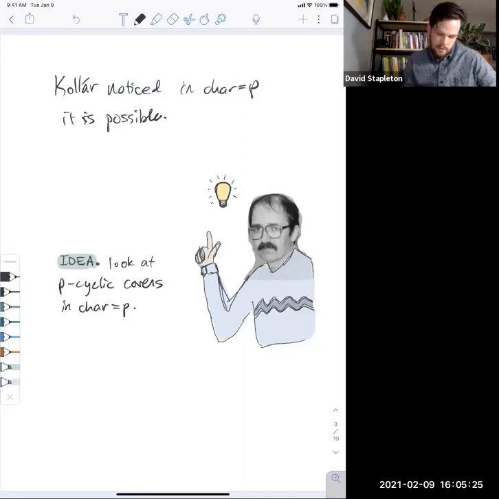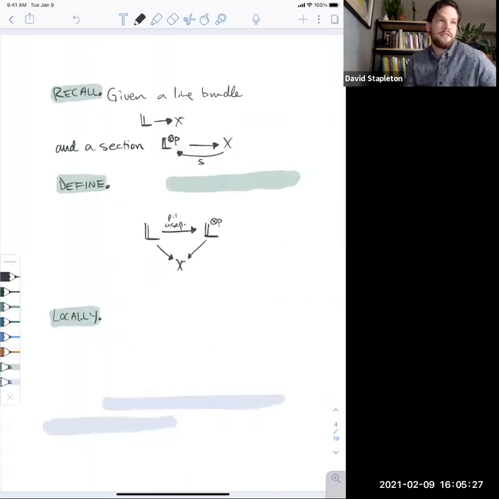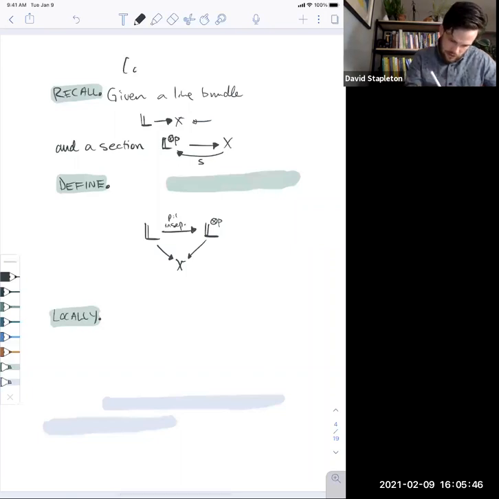Okay, so let me start by recalling what a cyclic cover is. To define a cyclic cover of your variety X, you want to start with a line bundle L over X. I'm thinking of it as the total space of the line bundle. And you start with a section of the p-th tensor power of L. So let's work in characteristic p.